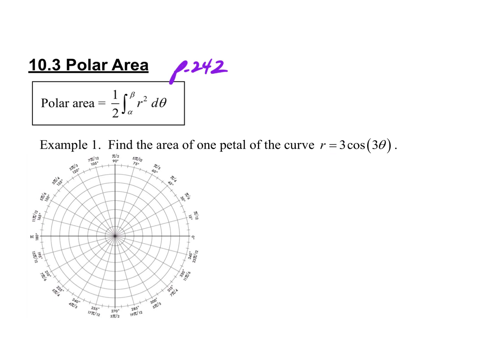And so we're going to start off getting an idea where the graph is. The thing that's nice is we know on these rose petal curves, each petal is always the same size. So we don't actually have to graph the whole thing.